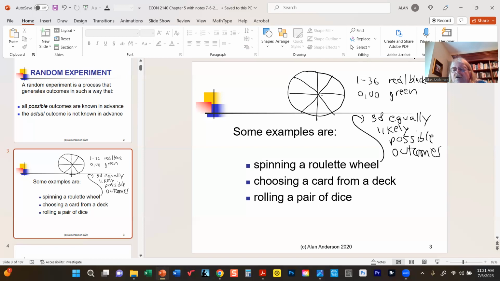Now, choosing a card from a deck. I'm sure we all know that there's 52 cards in a deck. So when you pick a card, all 52 of them are equally likely to be chosen. So we know what could happen when we pick a card. We just don't know which card will come up. And of course, if we roll a pair of dice, there's actually 36 possible outcomes.